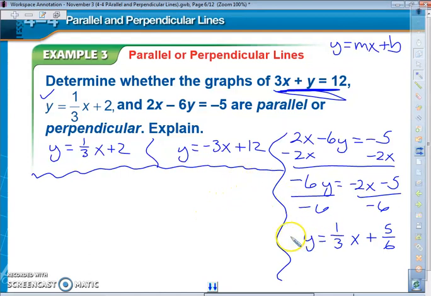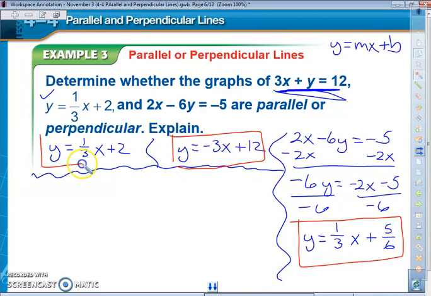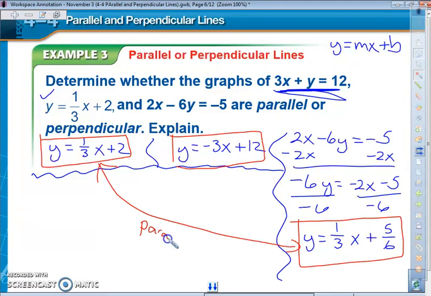Let me circle them in red real quick. I've got this one, this one, and this one. Well, I look right here, 1/3 x, 1/3 x. What can you tell me about these two right there? These are parallel. Those are parallel lines because they have the same slope, different y-intercepts.